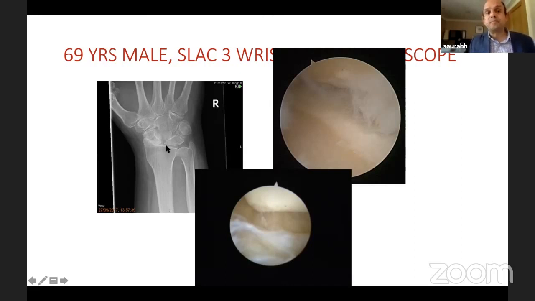So for a SLAC and a SNAC wrist, arthroscopy is the only thing. Unlike a knee MRI scan, where you can comment on cartilage, you cannot comment on cartilage in an MRI wrist because the wrist cartilage is thinner, and we don't have enough thin MRI slices to comment with surety whether it's gone or not gone. So always in the exam, if you're shown a SLAC or a SNAC wrist, say, I'm going to scope it, I'm going to stage it. Once I know whether it's a SLAC 3 or a SLAC 4, accordingly, I'll treat it.